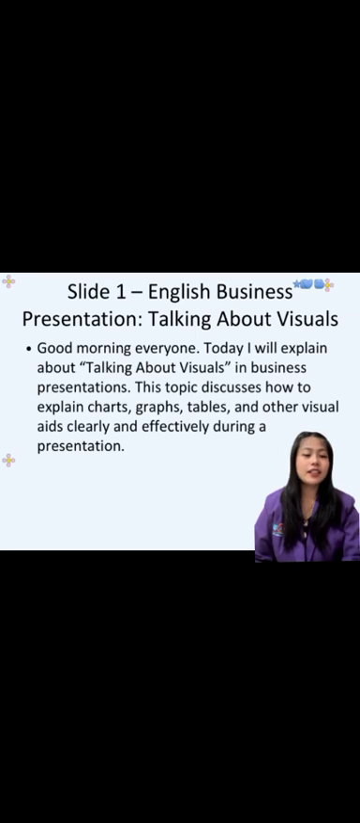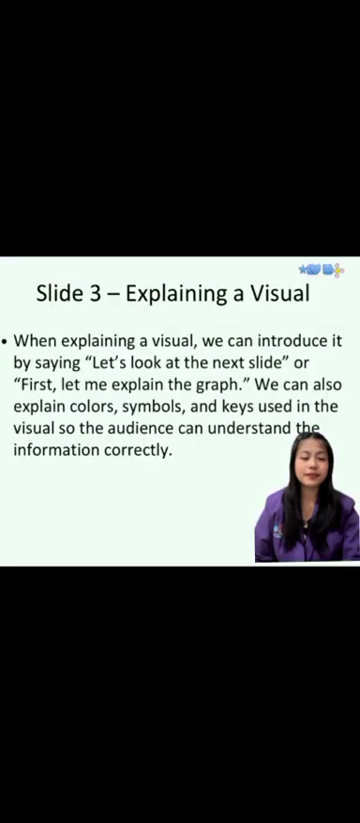This topic discusses how to explain charts, graphs, tables, and other visual aids clearly and effectively during a presentation. Visuals are important because they help the audience understand information more easily. A good visual should be clear and simple. When a visual is complicated, the presenter needs to explain it and highlight the most important information.